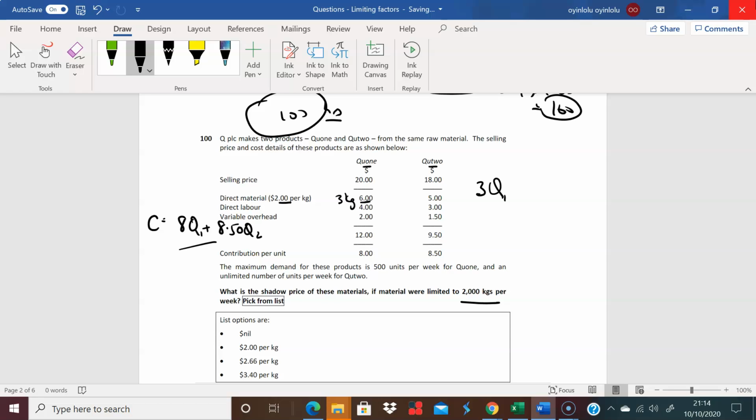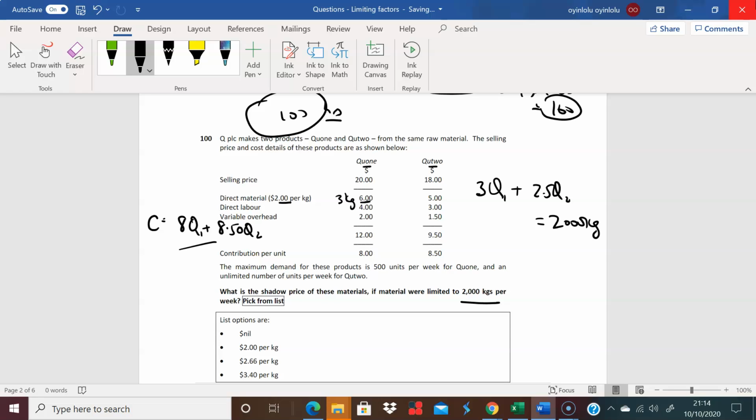So I could use all 2,000 kilograms for that Q1, right? I could, and just make Q1. Or I could also use, and if you look here, 2 kilograms and you're spending 5, so that's 2.5 Q2 is equal to 2,000 kilograms. So I could use all of that for Q2. I could do that.